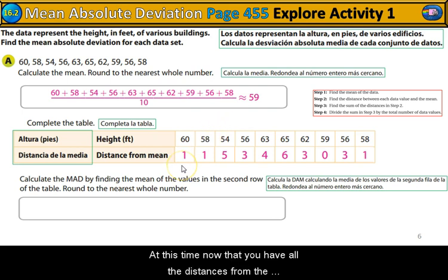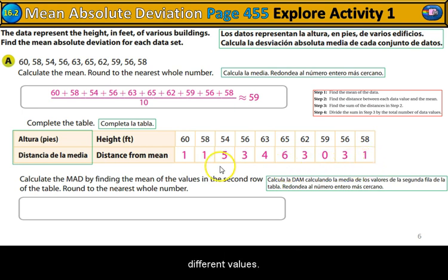At this time, now that you have all the distances from the mean, our next step is to find the mean of these new numbers by adding for a sum and then dividing by, again, 10 different values.